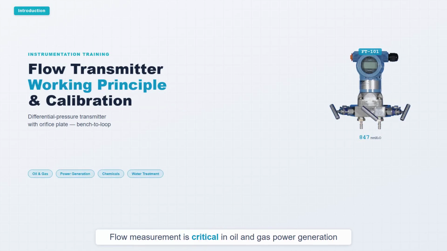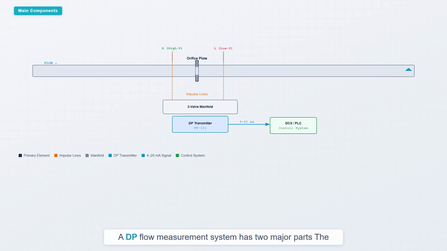Flow measurement is critical in oil and gas, power generation, chemicals, and water treatment. A flow transmitter measures how fast a fluid moves through a pipe and converts that into a 4 to 20 milliamp signal. In this video, we cover the working principle and calibration of a differential pressure flow transmitter connected to an orifice plate. A DP flow measurement system has two major parts.